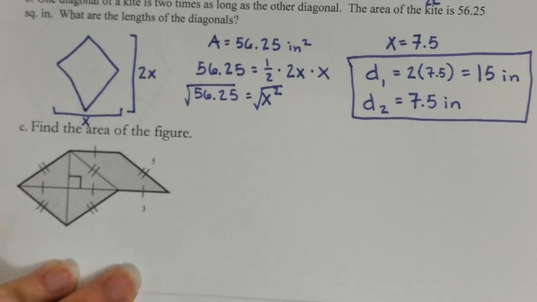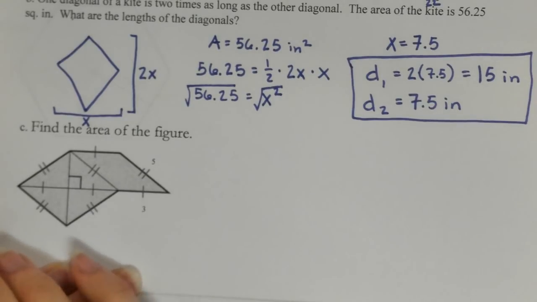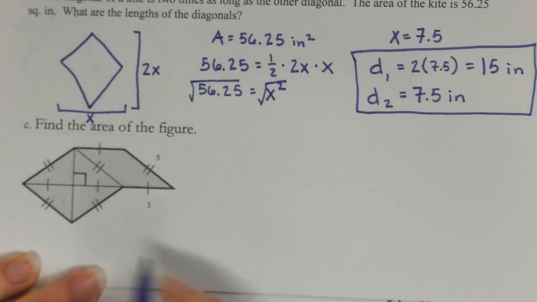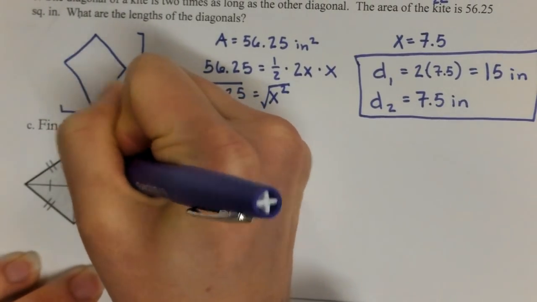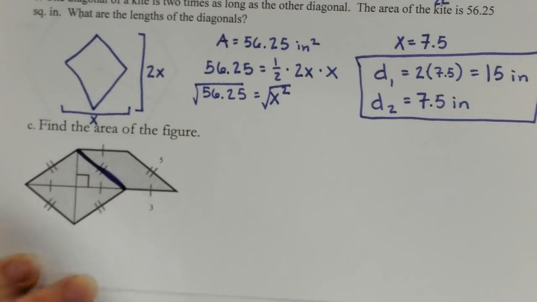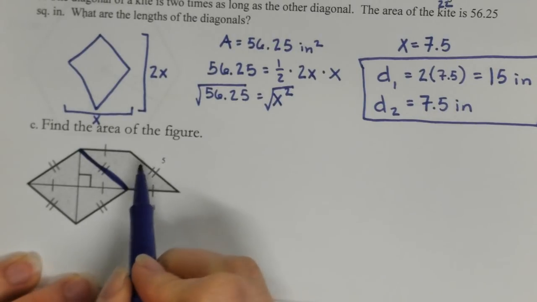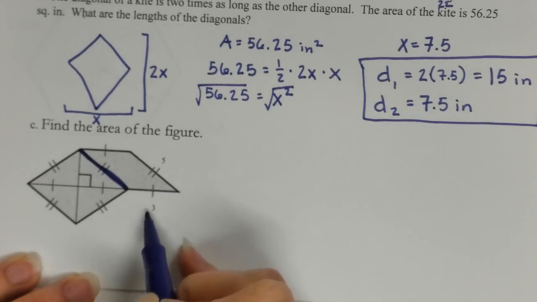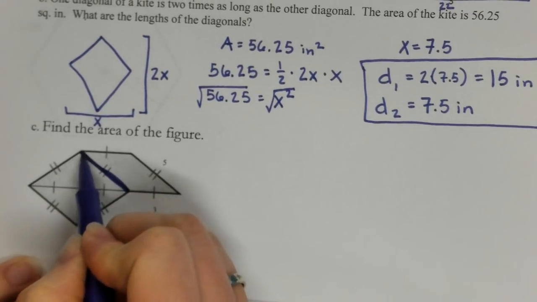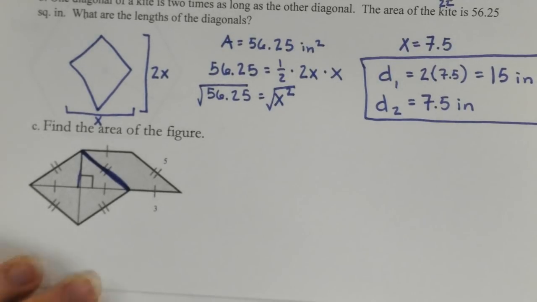So find the area of the figure. So this could be split up into lots of different shapes. What I'm going to have you do is, and there could be a couple different ways, but I'm going to split it up into a parallelogram and a rhombus. Remember the parallelogram is base times height. Remember it's not side times side, so it's not 3 times 5. So I need to find this length right here. This is the height of the parallelogram.